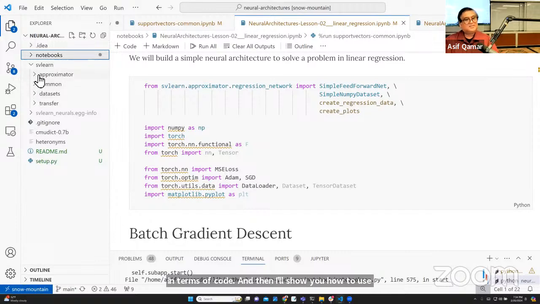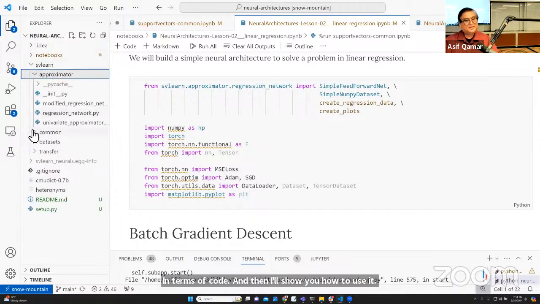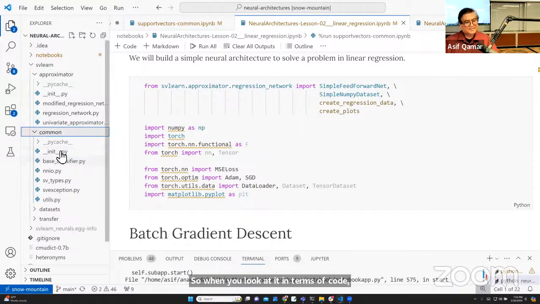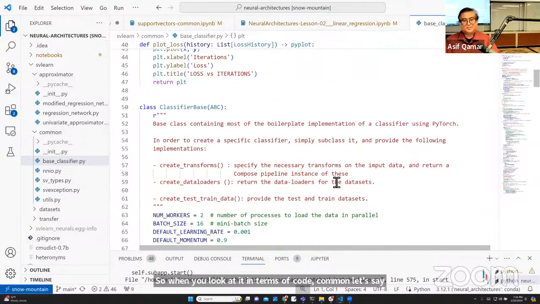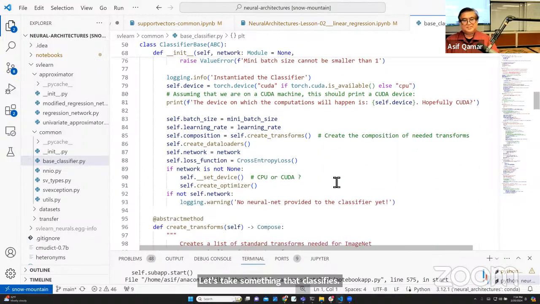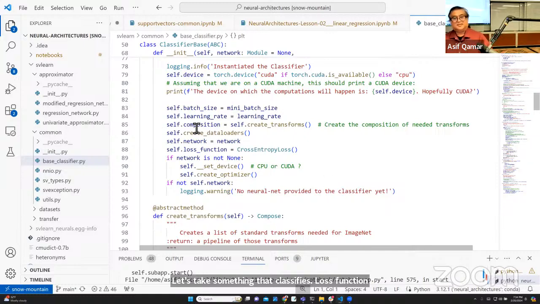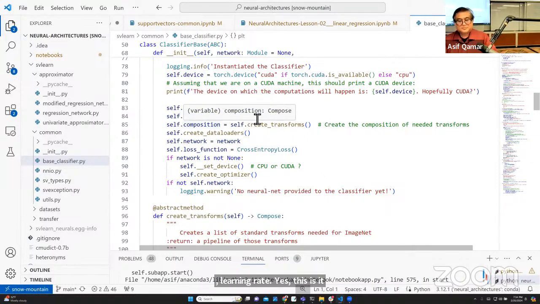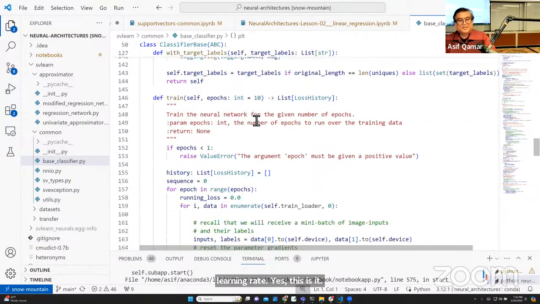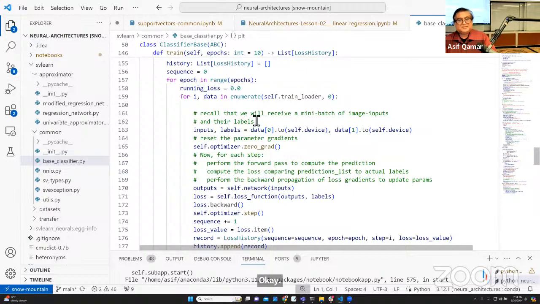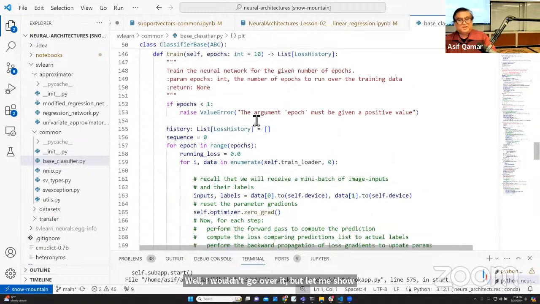So when you look at it in terms of code, let's take something that classifies: loss function, learning rate. Yeah, this is it. Well, I won't go over it, but let me show you one important part of a neural network.